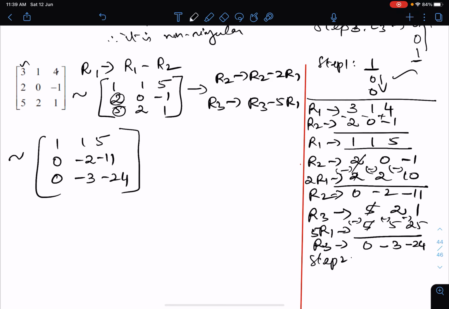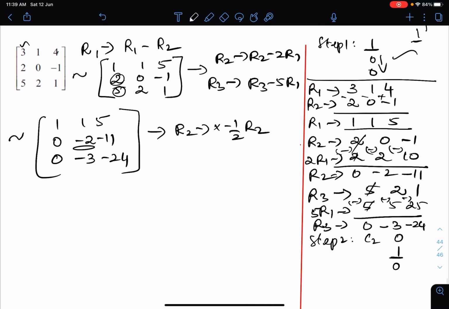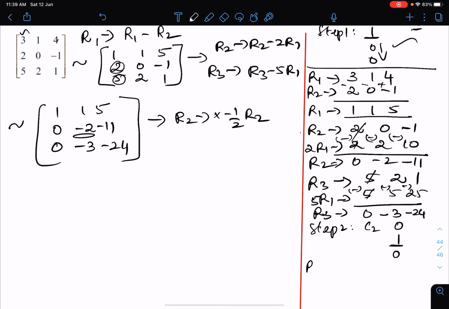What is our second step? You are going to go to column 2, that is 0 1 0. So first you are going to reduce this minus 2 to 1. For that you are going to multiply R2 by minus 1 by 2. When you multiply R2 by minus 1 by 2, you can draw a line here, and this is going to be your step 2.